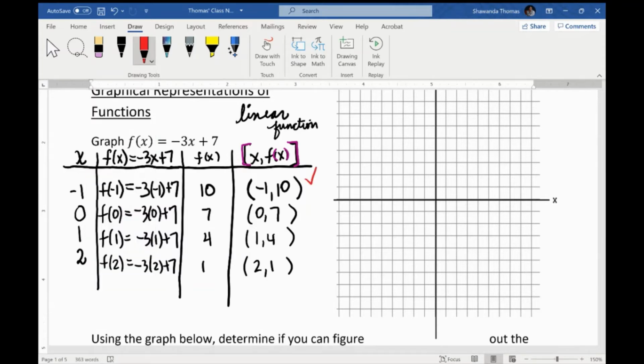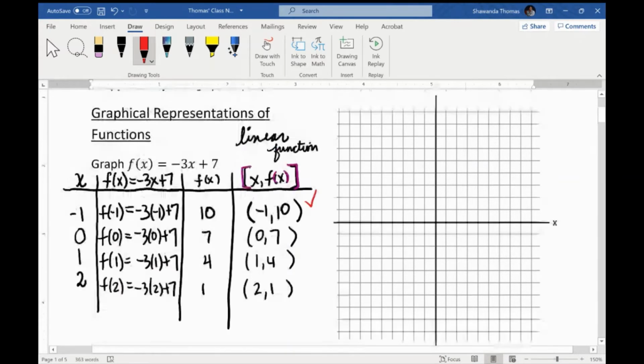-1, 10. If I'm at the origin, where's the origin, everyone? In the very middle, 0, which corresponds to a point of what? 0, 0. If I'm at the origin, where would I go to plot -1, 10? To the left. To the left, how many units? 1, and then up 10. Very nice.